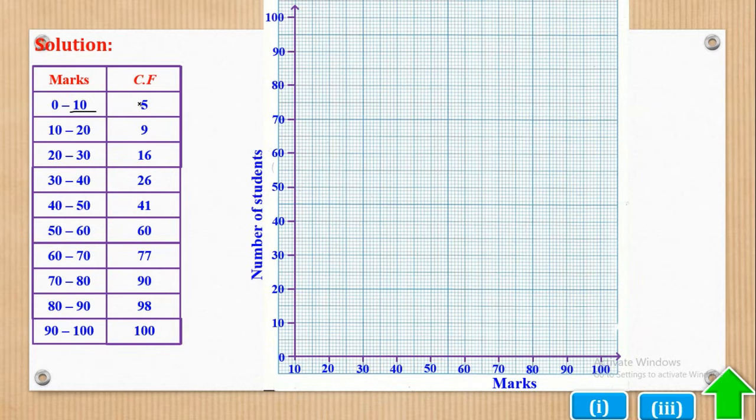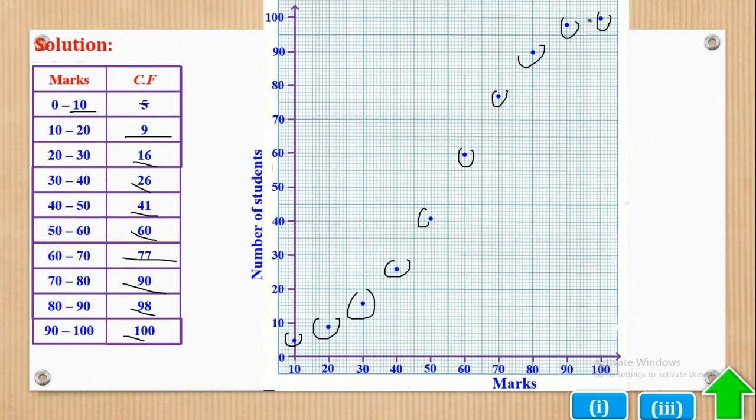So 10 corresponds to 5, so we shall put 5 there. Then 20 corresponds to 9, so we shall put 9 there. 30 corresponds to 16, so we shall put 16 there. 40 corresponds to 26, 50 corresponds to 41, 60 corresponds to 60, 70 corresponds to 77, 80 corresponds to 90, 90 corresponds to 98, and 100 corresponds to 100, so we shall put those values there.